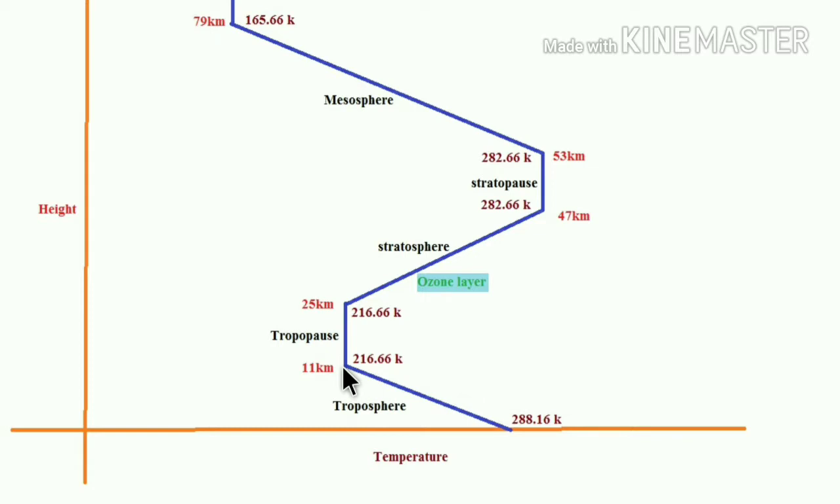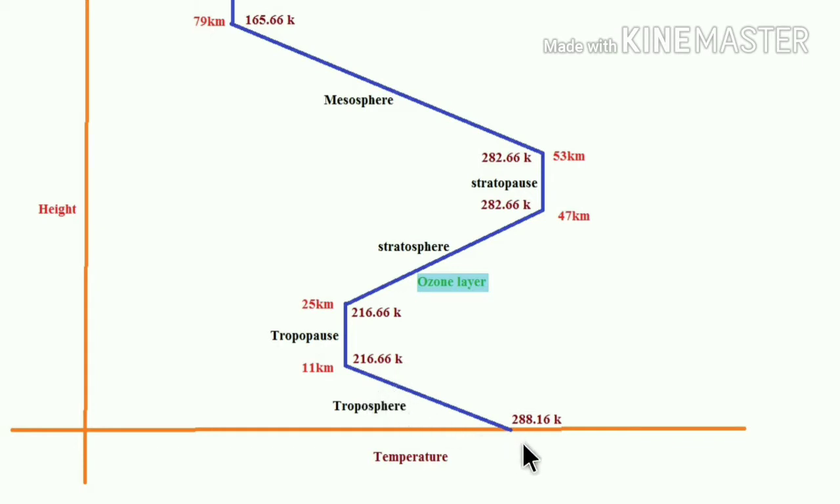Okay, we have already seen what the lapse rate is. Lapse rate is nothing but the decrease or increase of temperature per kilometer. Here we can see this line is decreasing and this line is increasing. So as we increase the height, at 11 kilometers the temperature has decreased to 216.16 Kelvin. This is called the troposphere.